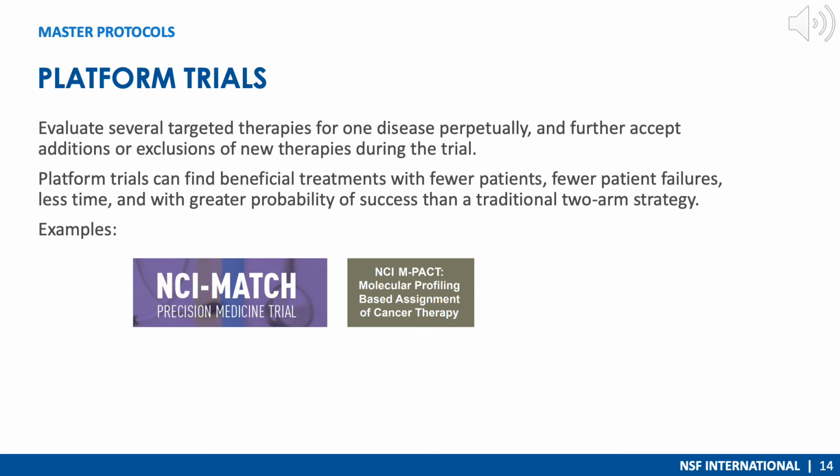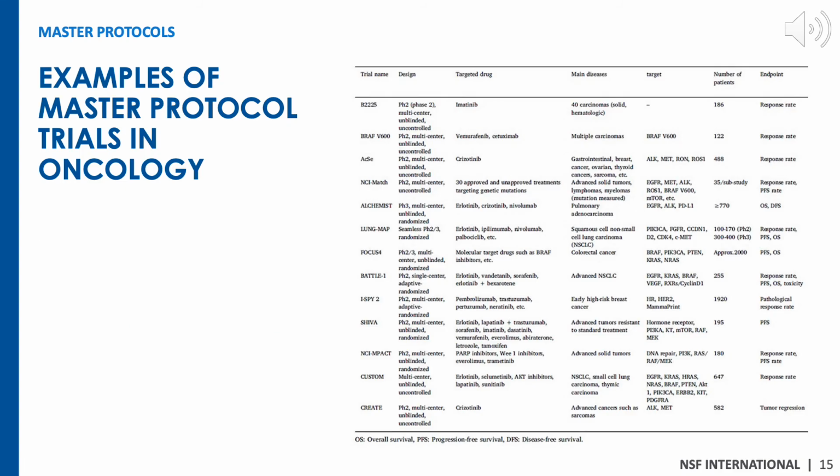A platform trial, as we discussed, is a clinical trial with a single master protocol in which multiple treatments are evaluated simultaneously and allows adaptive features such as addition or exclusion of treatment arms during the course of a trial. Here are some of the examples of master protocol trials.